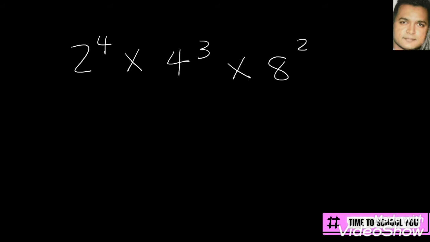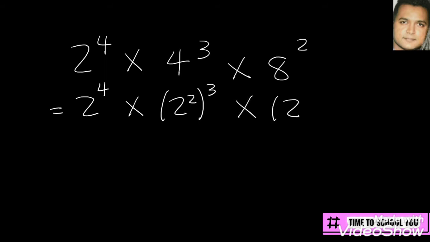In the next example, we have 2 to the power 4 times 4 to the power 3 times 8 to the power 2. So what we need to do here is write all these numbers in the base of 2. We have 2 to the power 4. We need to convert this 4 into 2 to the power 2 all raised to the 3. And then we take the 8, and we know 8 to be 2 to the power 3 all raised to the power 2.